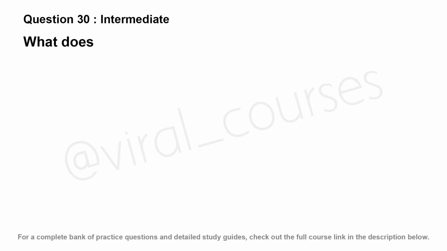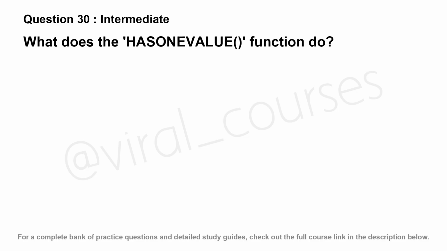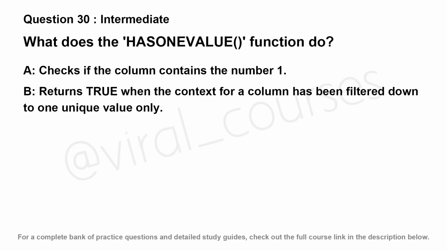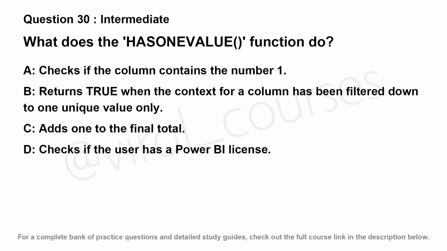What does the HASONEVALUE function do? Option A: checks if the column contains the number 1. Option B: returns true when the context for a column has been filtered down to one unique value only. Option C: adds 1 to the final total. Option D: checks if the user has a Power BI license.